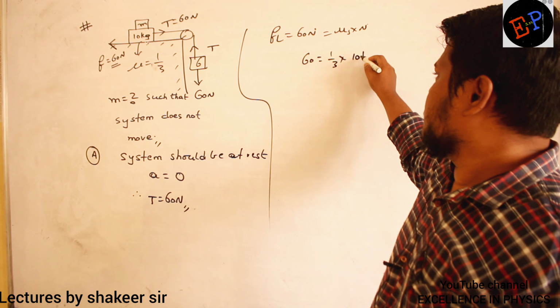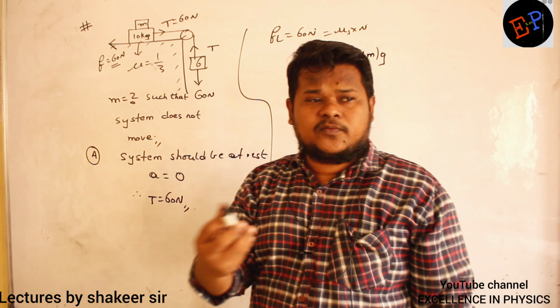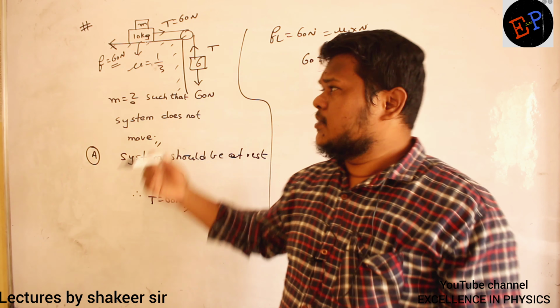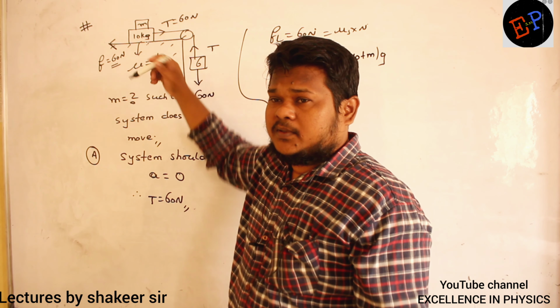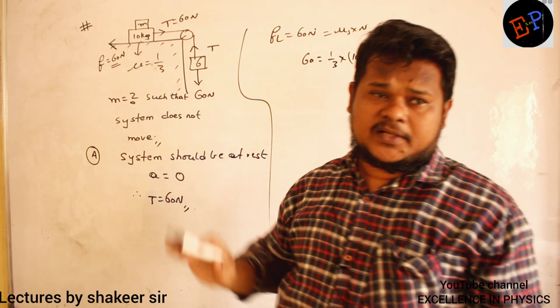Clear? Total mass is 10 plus m. Mass multiplied by g value will become the weight of the body. Are you able to understand? So this weight is falling on the ground. The ground will give an equal normal reaction. So what is the normal reaction? Normal reaction is total mass 10 plus m multiplied by g value. Are you able to understand?